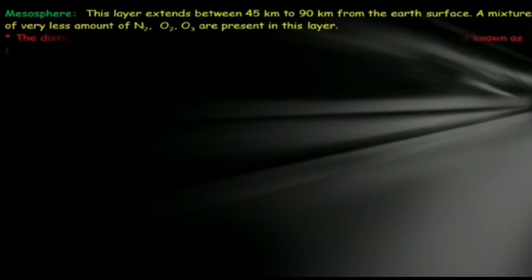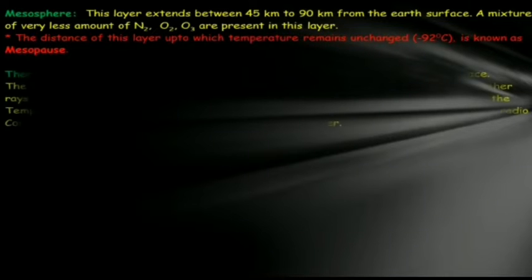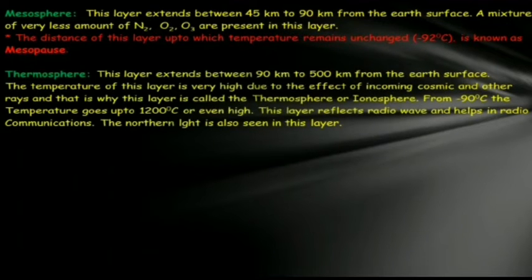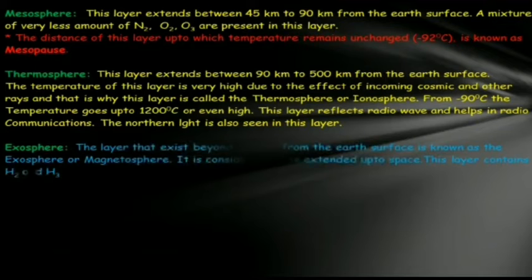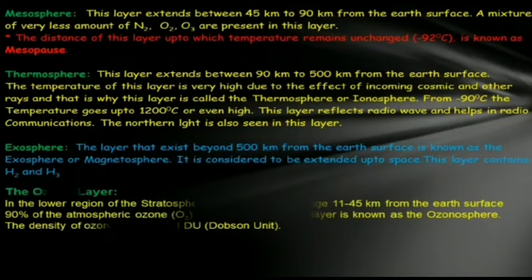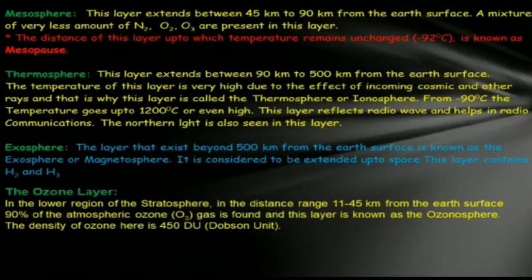Let's move on to mesosphere and thermosphere. This layer extends between 45 km to 90 km from the Earth's surface. A mixture of a very small amount of N2, O2 and O3 is present in this layer. Yes, you are right. We are talking about the mesosphere. The distance of this layer up to which the temperature remains unchanged, minus 92 degrees centigrade, is known as the mesopause. Now, what is thermosphere?